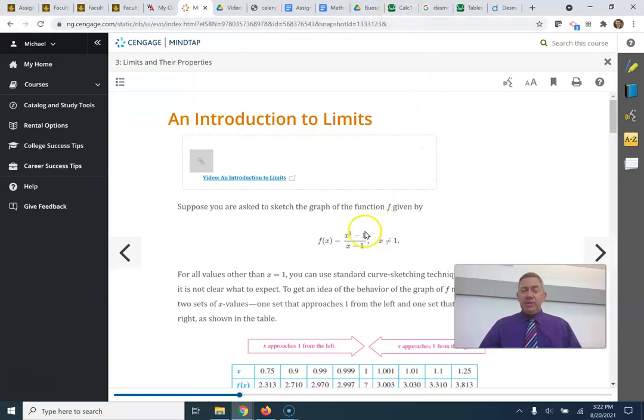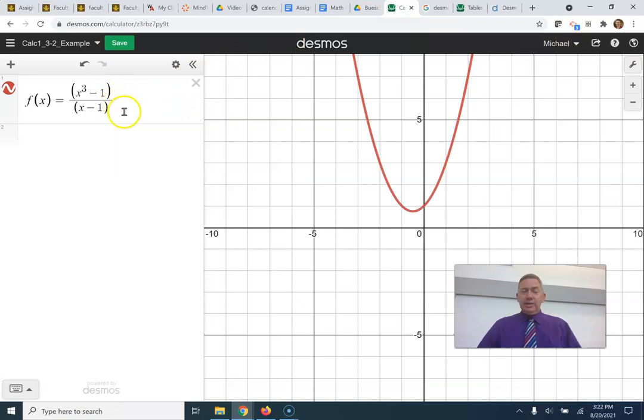So I'm going to graph this function. f of x is x cubed minus 1 over x minus 1. And here it is, which does not look at first glance like the equation of a parabola, but the graph sure looks like a parabola. Very interesting. We'll talk about that more as it goes on, definitely next time.